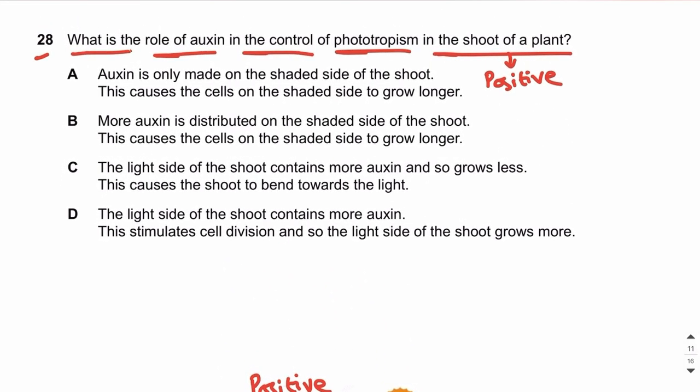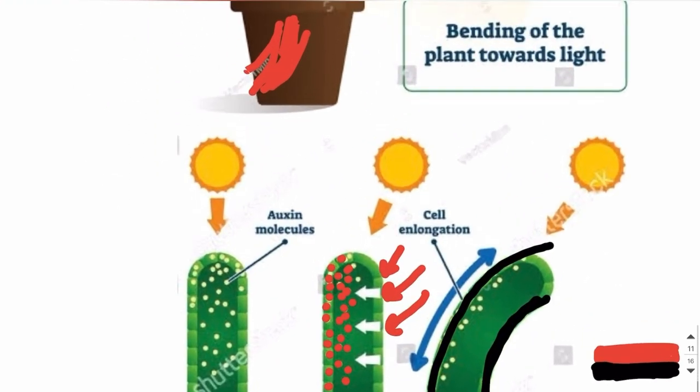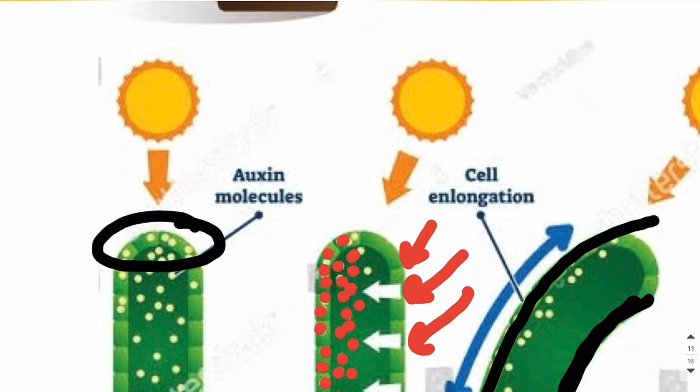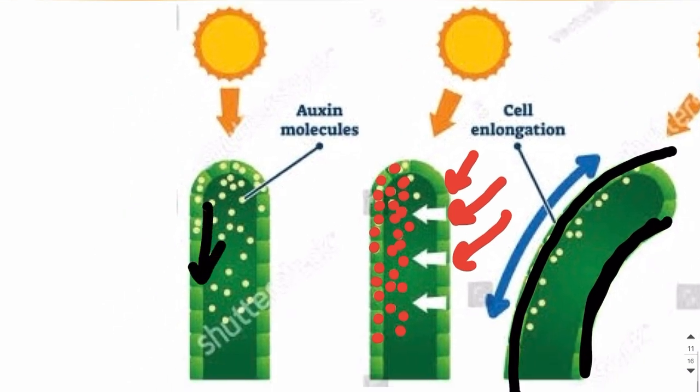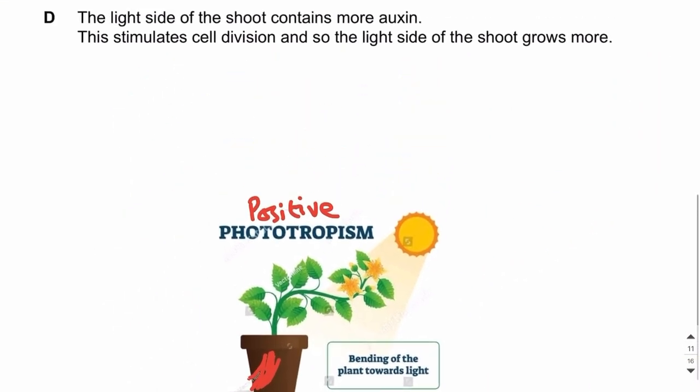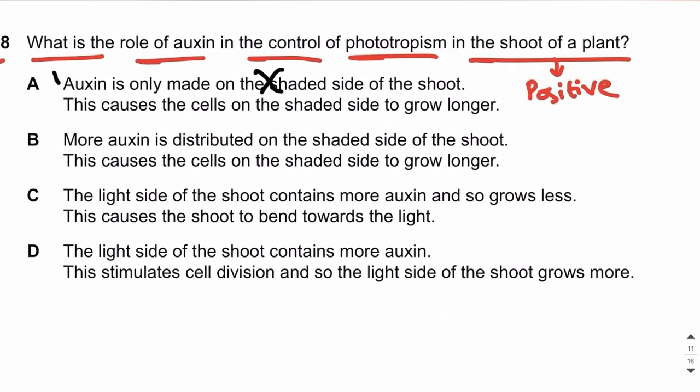So what is the role of auxin in the control of phototropism in the shoot of a plant? What is the answer? Auxin is only made on the shaded side of the shoot. This causes the cells on the shaded side to grow longer. So guys, you should know that auxins are not made on the shaded side. Always remember this point, that auxins are made at the root tip. This is a very high yield point. Auxin molecules are made at the root tip and then they go downwards. So they're not made in the shaded area, they are made in the root tip. That's why option A is wrong.